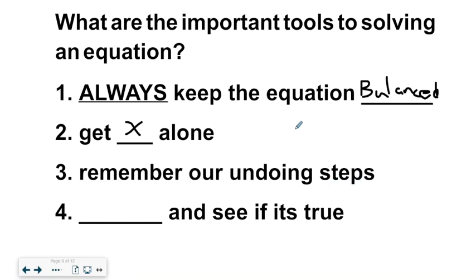Remember our undoing steps? If you remember our undoing steps, we have multiplication and division. And we have addition and subtraction. Wow, that is ugly. Okay, and then the last one, why don't we plug in to see if it's true? Because if we have x equals something, well, if we plug it in and it's true, well, we know x is true. So plug in.